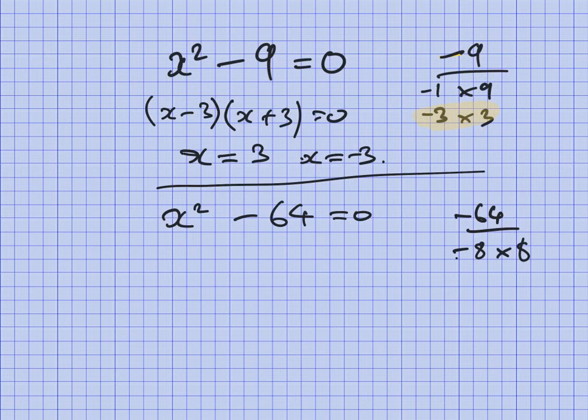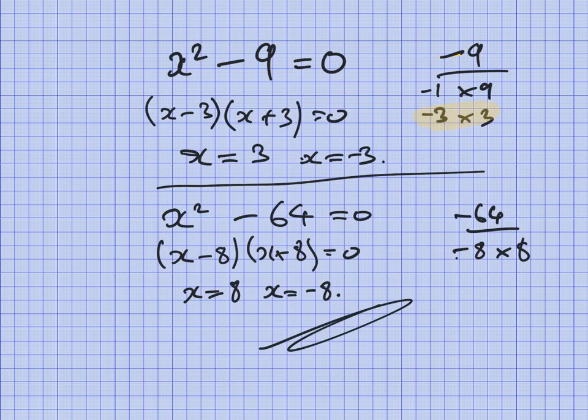If this isn't clear, you need to email me. So we get x minus 8, x plus 8 equals 0, and so x would equal 8, or x would equal minus 8. Okay, straightforward, long method, not a problem.